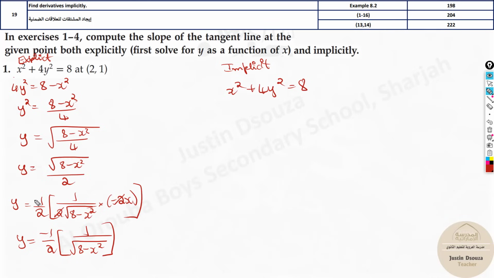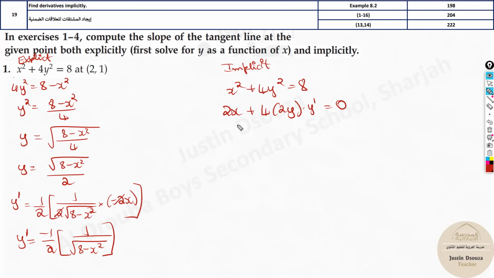This is the answer. Oh, I forgot to write, it's y dash. Okay, that's the answer. Now, when we derive over here, it may not be the same thing. Let's do it. It's 2x plus 4 into 2y into y dash equals 0, because the derivative of 8 will be 0. Just derive both the sides.